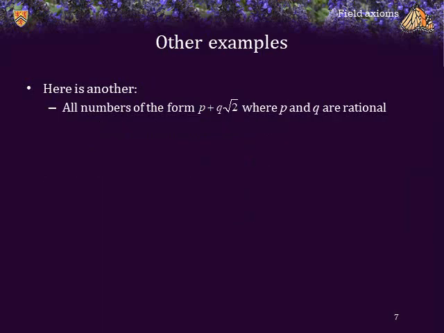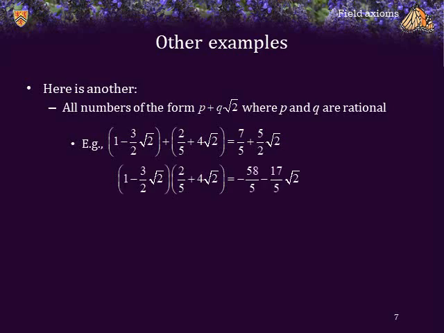Here's another interesting field. Consider all numbers of the form rational plus rational root 2. If I add two such numbers together, the result still is of the form rational plus rational root 2. If I multiply two such numbers together, I never get rational plus rational root 3. It's always going to end up being something of the form rational plus rational times root 2, just to expand the two out.